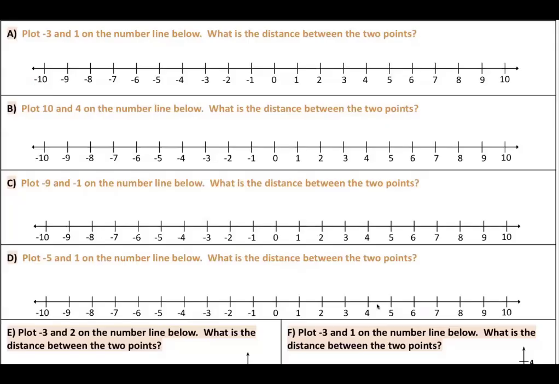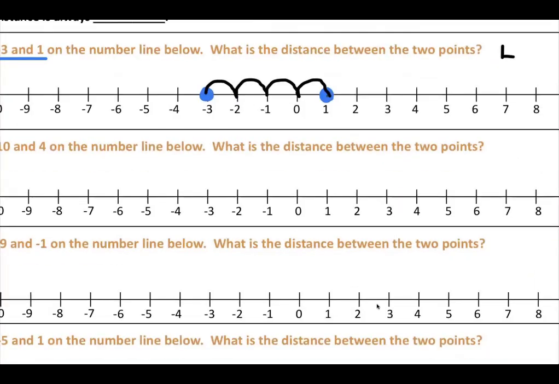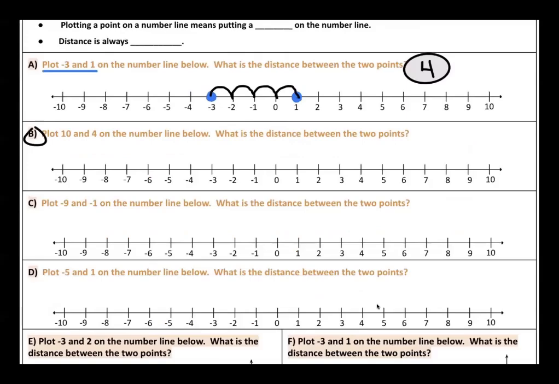Page 3, example A says plot negative 3 and 1 on the number line below. What's the distance between the 2 points? So plotting just means putting a dot on the number line. So I'm going to put a dot at negative 3 right on the line and 1. When I'm counting the distance between each point, sometimes it's helpful to do super neat loops, one loop between each number. And then I can count that these are 4 spaces away. So the distance between these 2 points is 4. Go ahead and complete B, C, D on your own.